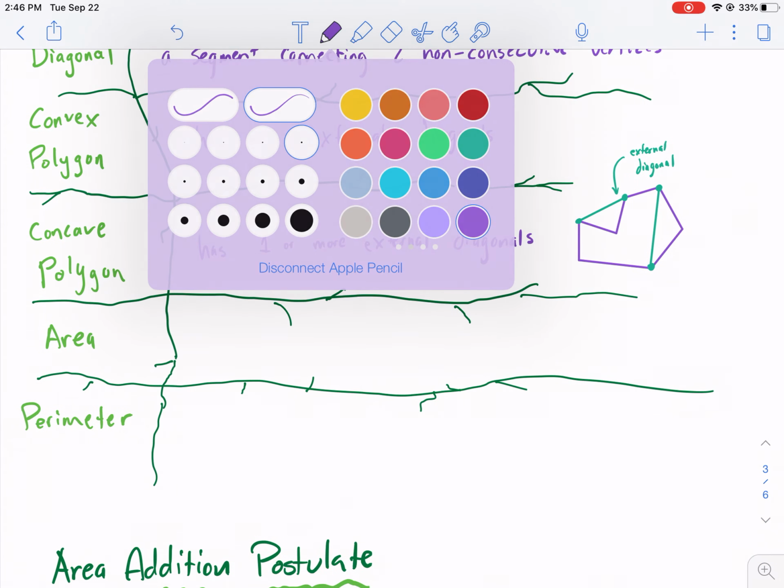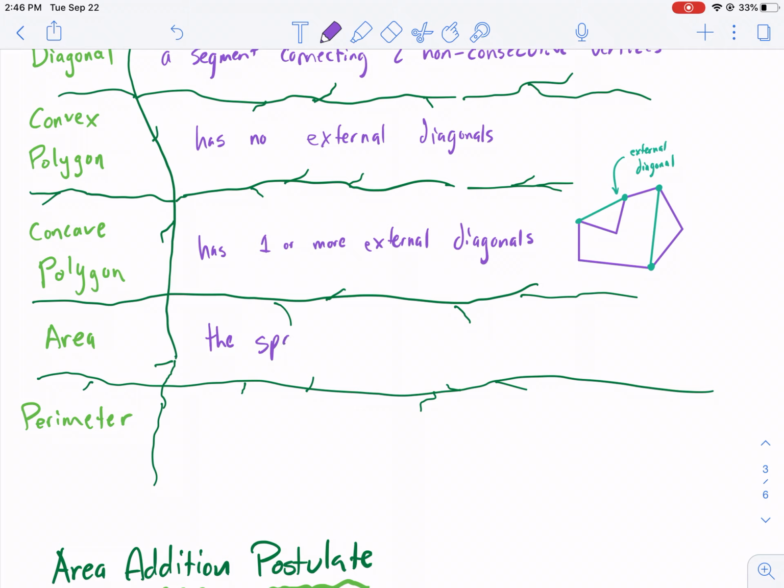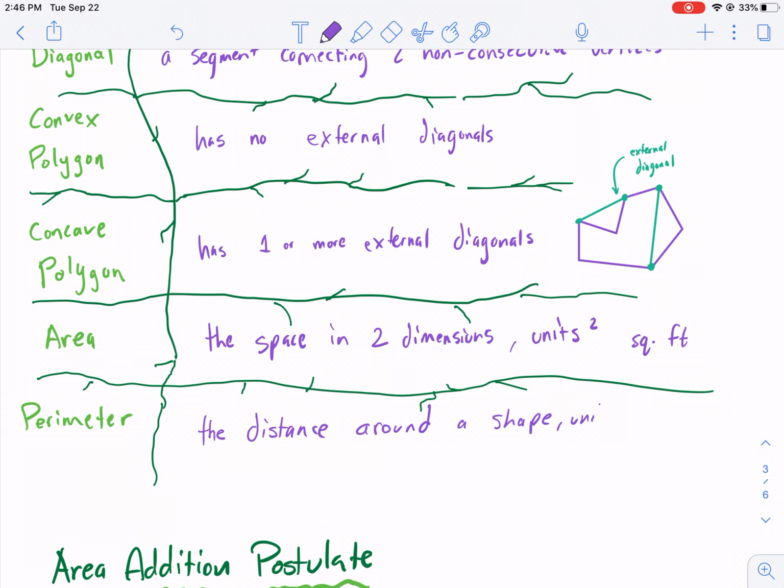Area. Area is the space in 2 dimensions. So we're talking about the space in 2 dimensions. Now units are going to be units squared. For example, we would have square feet. You've probably seen this on a floor plan, square miles, etc. Perimeter is the next level down, the distance around a shape. So the units are just going to be straight units like feet.